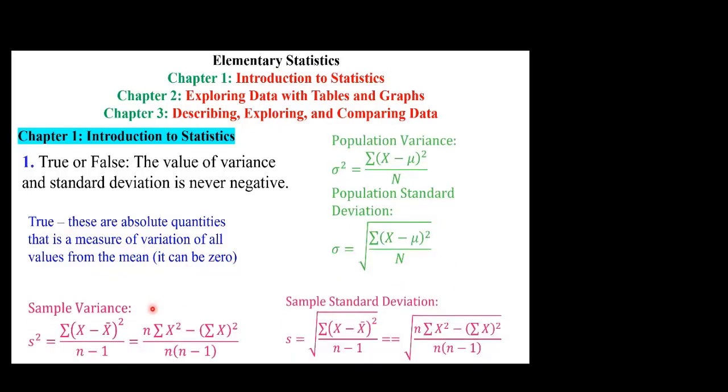All you have to do is look at the formula, whether we look at the sample variance, sample standard deviation, population variance, or population standard deviation. The numerator is a sum of numbers that are being raised to the power of 2. The denominator is a whole number, so that makes it positive or maybe zero. When you take a root of that, it is also positive or zero.